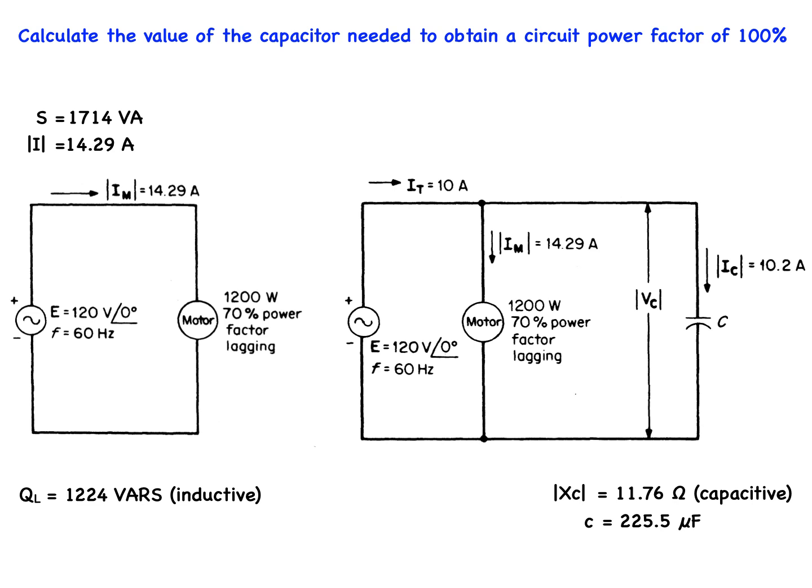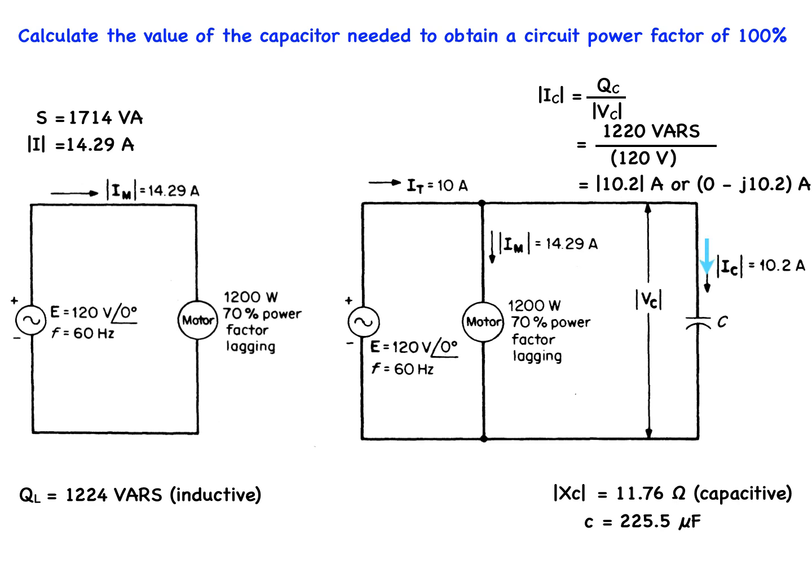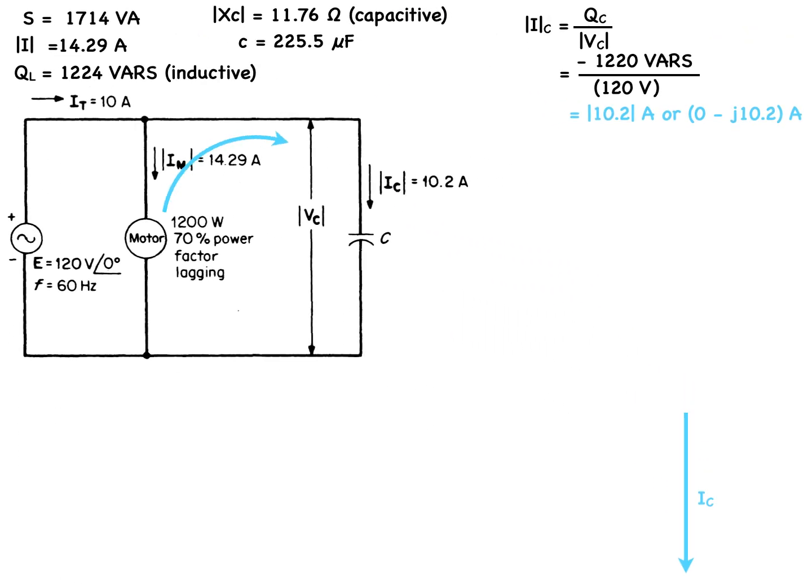A mathematical analysis of the currents is as follows. The magnitude of IC is equal to QC all over VC. The current flowing in the capacitor, using the values that we have at hand, equals 1,220 VARs divided by 120 volts, which has a magnitude of 10.2 amps, or in terms of a phasor, it is 0 minus J 10.2 amps. This is the current flowing in the capacitor branch.